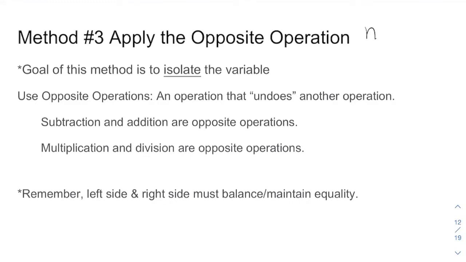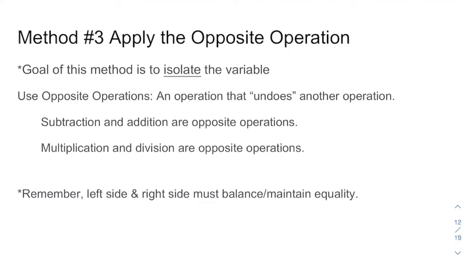So something where a variable is all by itself would be like that. The variable is on one side of the equal sign, all by itself here. And that's what our goal is. Okay, so the way we're going to do this is we're going to use opposite operations, an operation that undoes another operation. So the ones you need to remember are, we have our four operations.